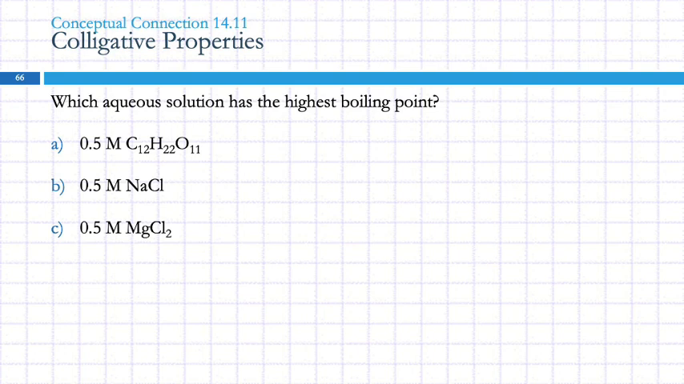Here's a question: which aqueous solution has the highest boiling point? Adding a solute to the water causes the boiling point to go up, right? These are the same concentration. But this is not ionic, and these two are ionic. So the one that has the highest boiling point will be the one with the most particles. Which one has the most particles when it's dissolved?